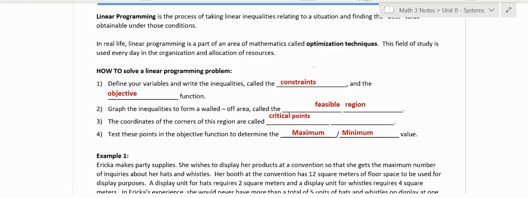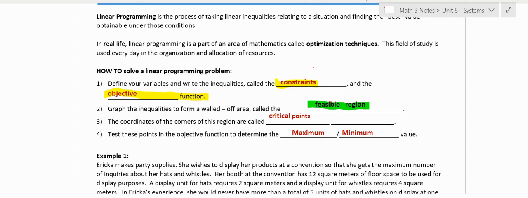So our first step is we're going to define our variables and write inequalities. These inequalities are going to be restrictions or constraints for a problem. And we're also going to identify something called an objective function. That's our function we're going to use to determine a maximum or a minimum. When we graph our inequalities, our solution region where all the shading overlaps, that's going to be called our feasible region.